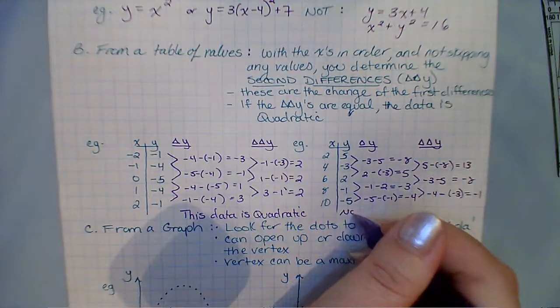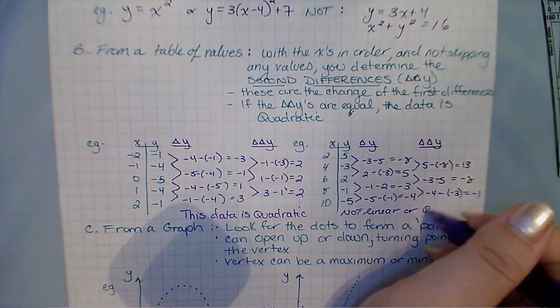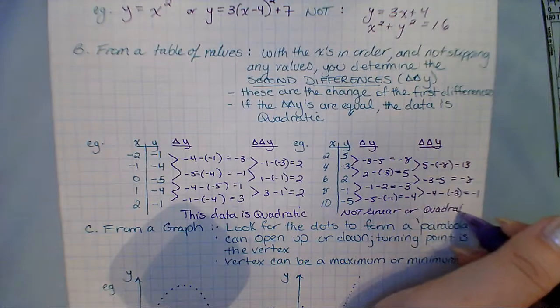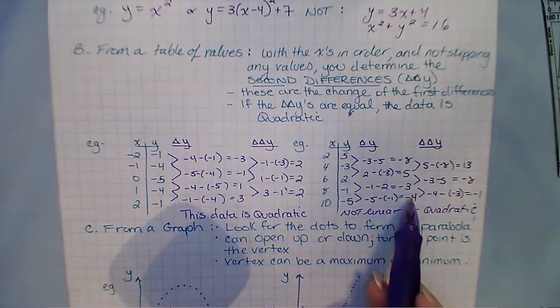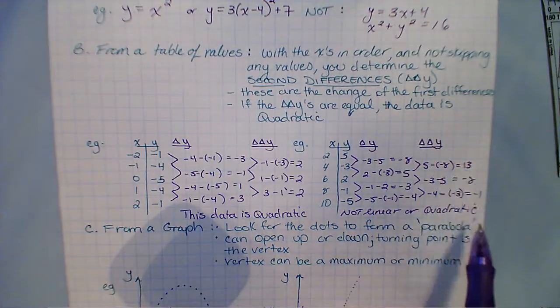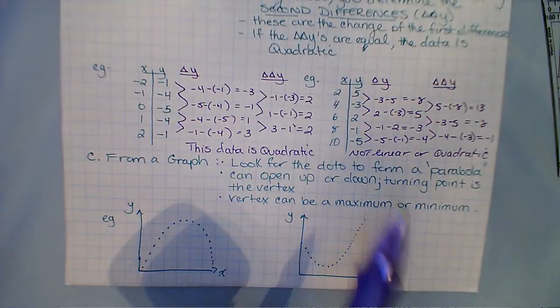This is not linear or quadratic. So this is neither right now. This is something else, so we don't know what it is. All we know is that it is not a line because the first differences were not equal, and it is not quadratic because the second differences are not equal. So it doesn't tell us what it is. It just tells us what it's not.